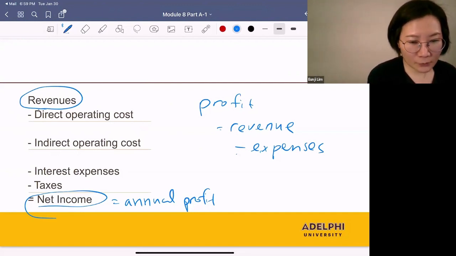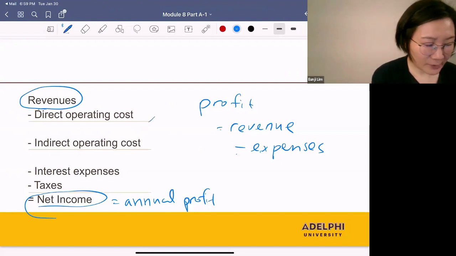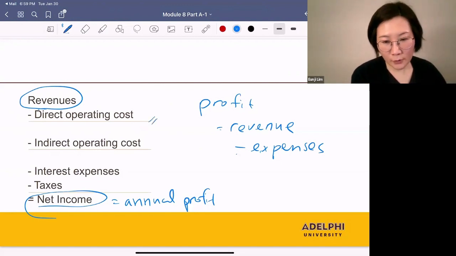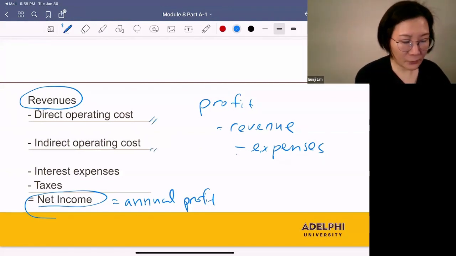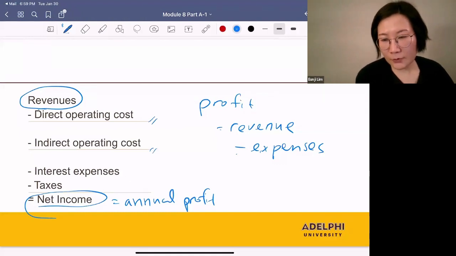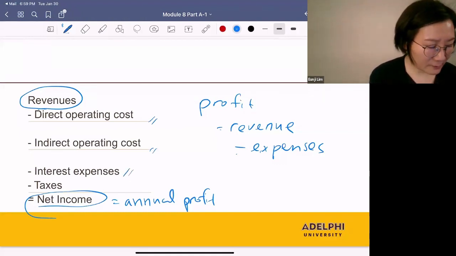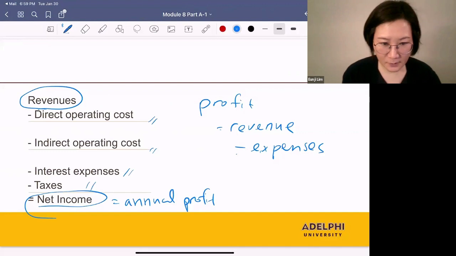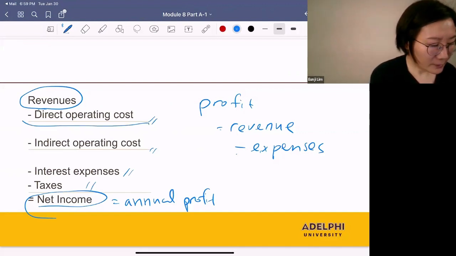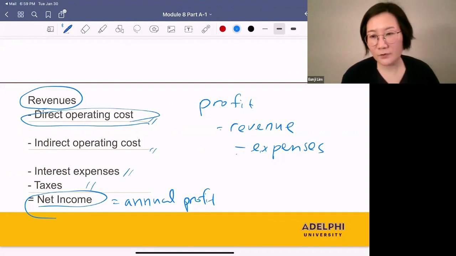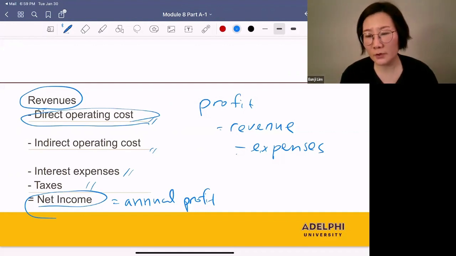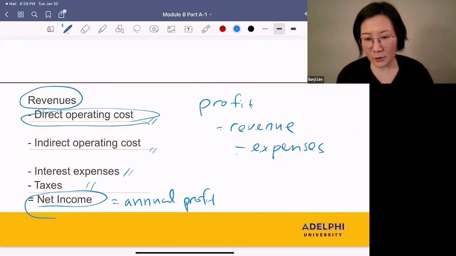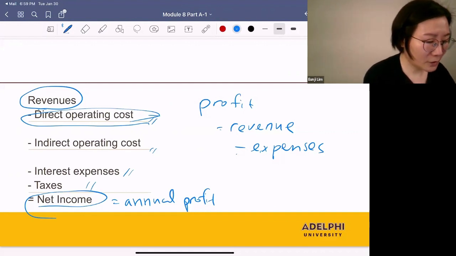First, we have to subtract the direct operating costs. And we also need to subtract indirect operating costs. And we also need to subtract the interest expenses and taxes. Then we have the net income. And direct operating costs are the costs that are directly related to the production of the products. So this is actually COGS.